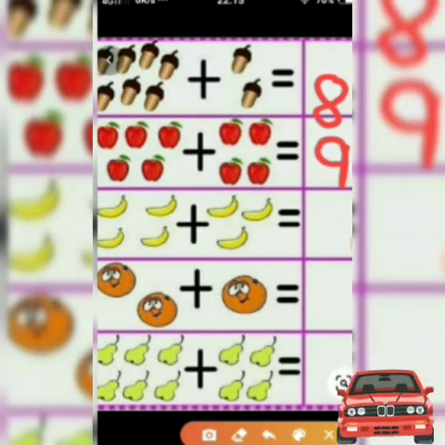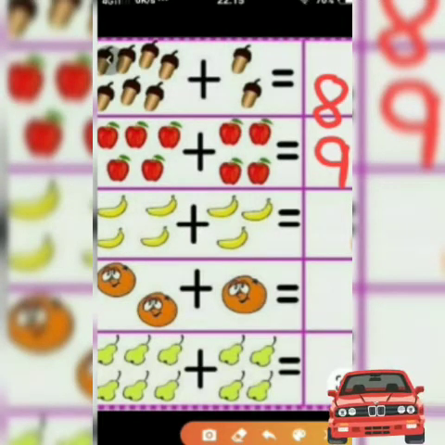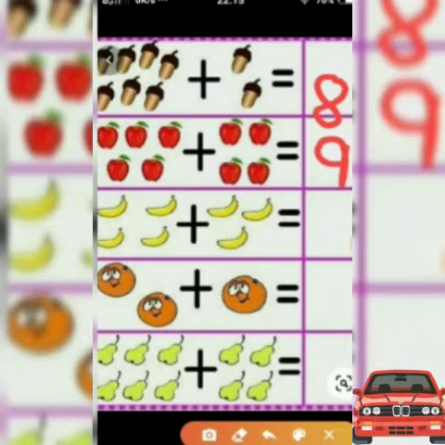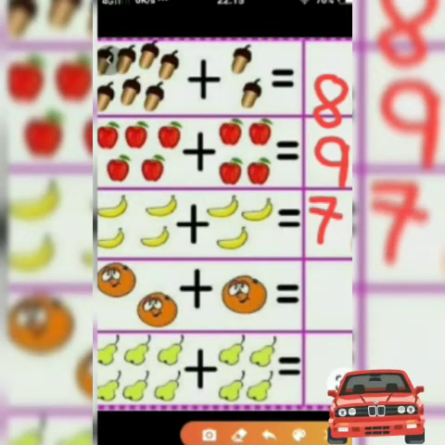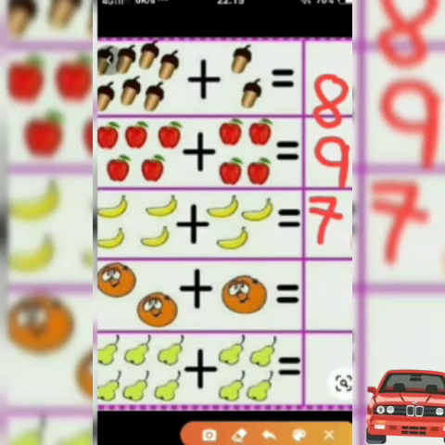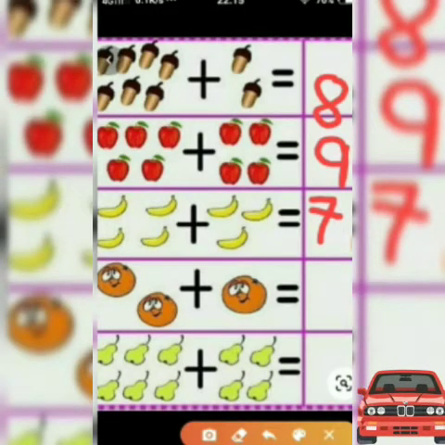1, 2, 3, 4 banana plus 1, 2, 3. So total bananas 1, 2, 3, 4, 5, 6, 7. One, two plus 1 equal 3.